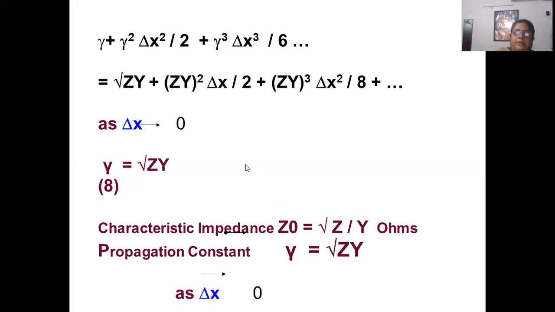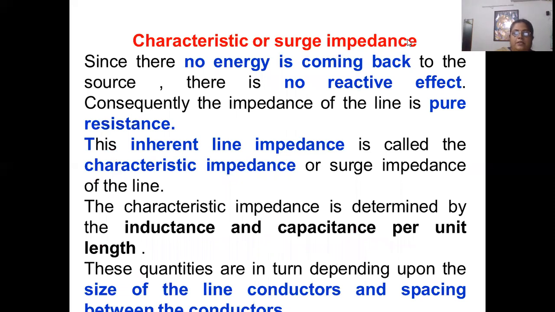Here, the characteristic impedance Z0 is equal to square root of Z upon Y ohms, and the propagation constant is given by this relation. Characteristic or surge impedance: since no energy is coming back to the source, there is no reactive effect. Consequently, the impedance of the line is pure resistance. This inherent line impedance is called the characteristic impedance or surge impedance of the line.